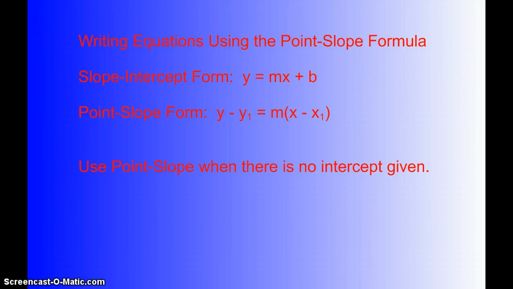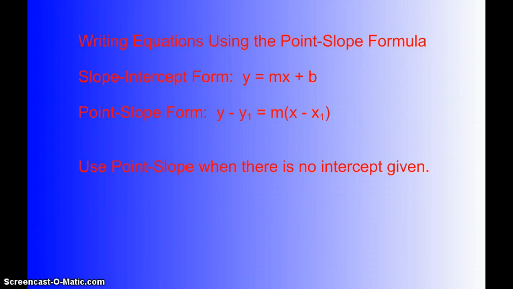If we're talking about slope-intercept form, we're talking about y equals mx plus b. When we're talking about point-slope form, or the point-slope formula, that's y minus y1 equals m times x minus x1. And what you notice, the big difference between the two equations, is in the point-slope form there is no b value, there's no y-intercept. And so that's when we're going to use the point-slope formula.